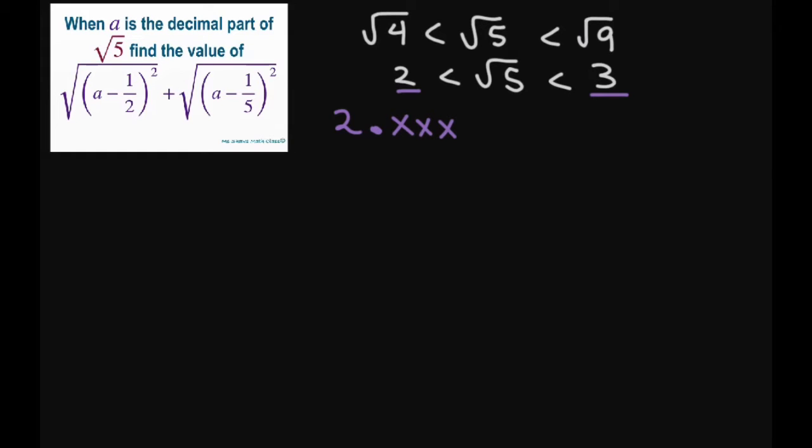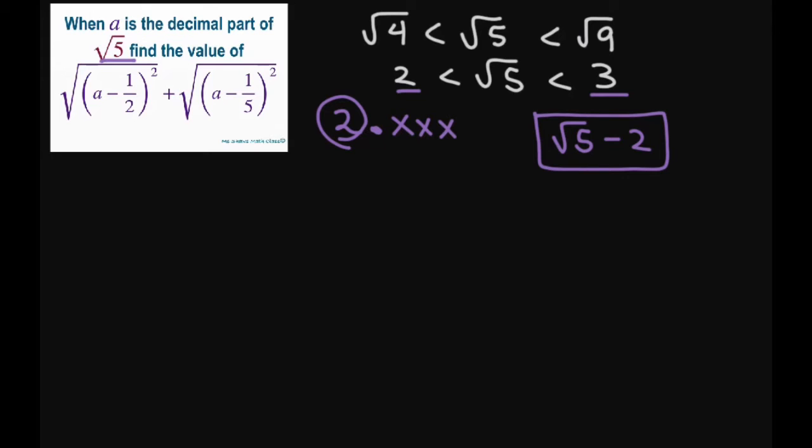That means the decimal part of square root of 5 is going to be square root of 5 minus 2, right? Because you subtract that, and that's going to be your decimal part. So that's what we're going to use for our value for a.